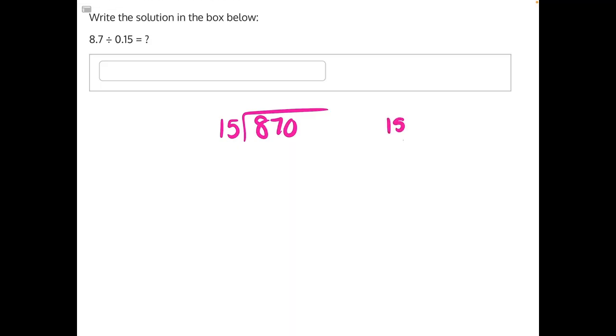15 times 5. 5 times 5 is 25, carry the 2. 5 times 1 is 5, plus 2 is 7. If we added another 15 to that, we would get 90, which goes too far over. So 5 is exactly where we want to be. 15 goes in 5 times. That is 75. We subtract, and we're left with 12. Then we bring down a 0.